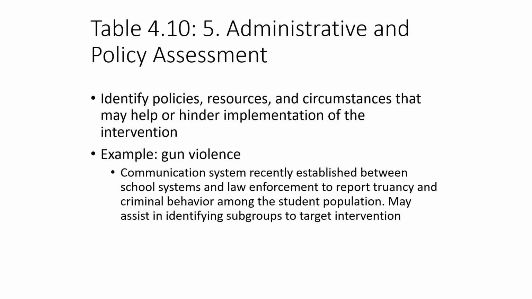Next is the administrative and policy assessment. So identify policies, resources, and circumstances that may help or hinder implementation of the intervention. Here, the communication system recently established between the school system and law enforcement to report trends in criminal behavior amongst the student population is an example of administrative and policy assessment. So it may assist in identifying subgroups to target the intervention.